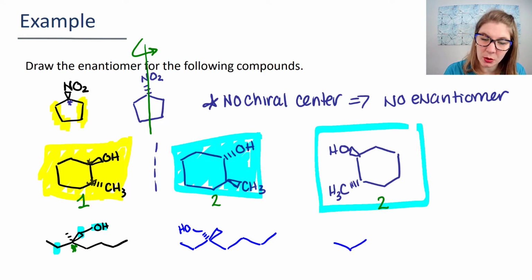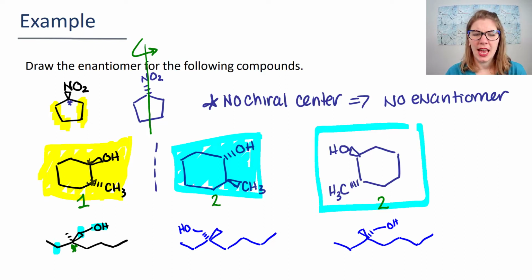The other way, still with the mirror behind, would be to draw it like this. I think that if my memory is right, the way that I like to do it is this way, and the way that my students like to do it is the first way. I think that my students like to keep the direction that the wedges and dashes are pointing the same, and they like to change the location of which groups are attached. But really, the two compounds I've drawn here are the same.